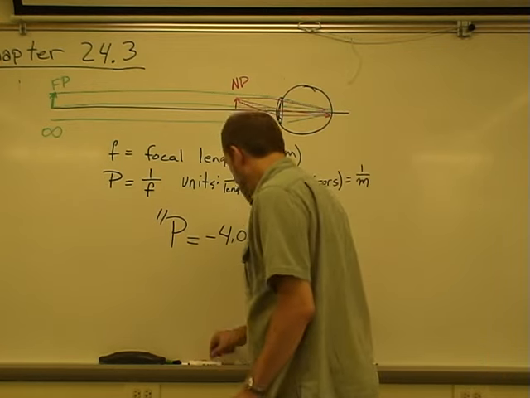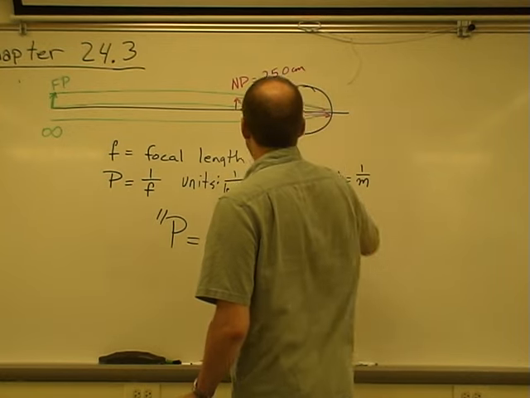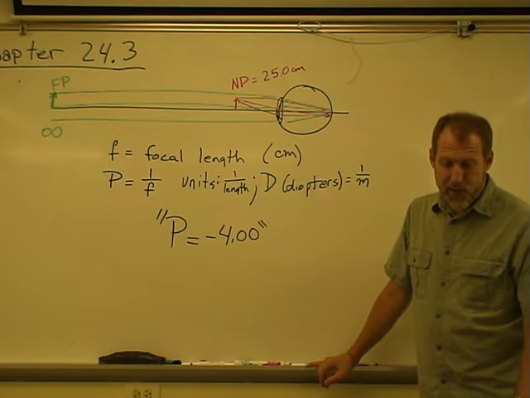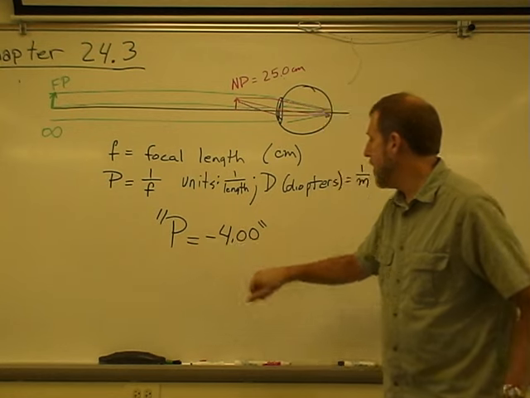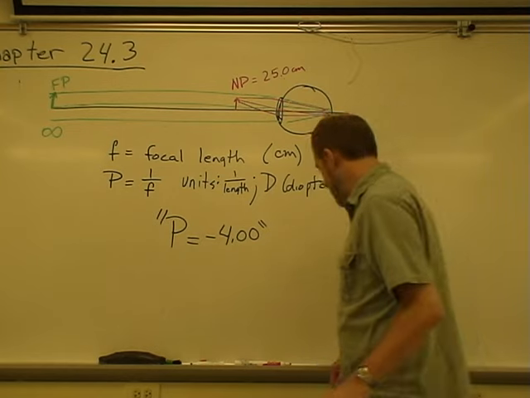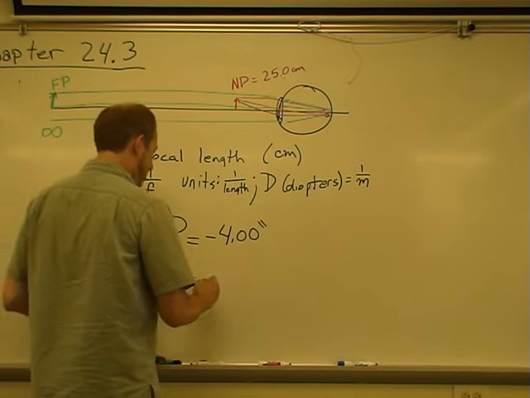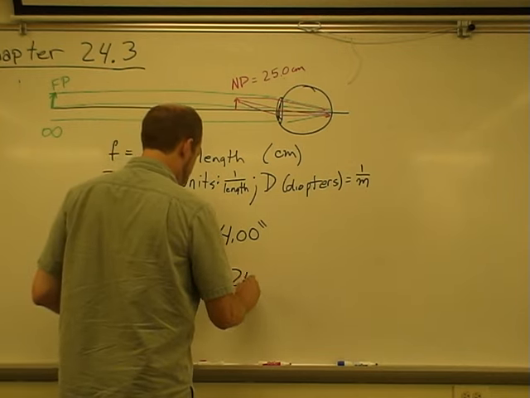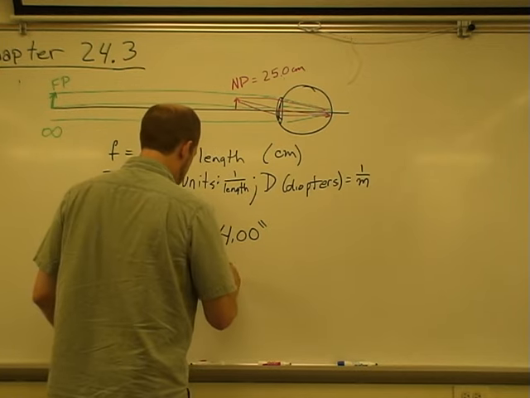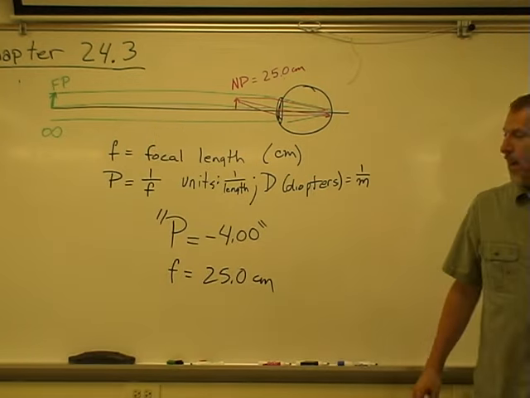So, the near point for normal vision is considered to be 25 centimeters. So that if we take this power of -4, that means that I have a focal length of 0.25 meters, or 25 centimeters.